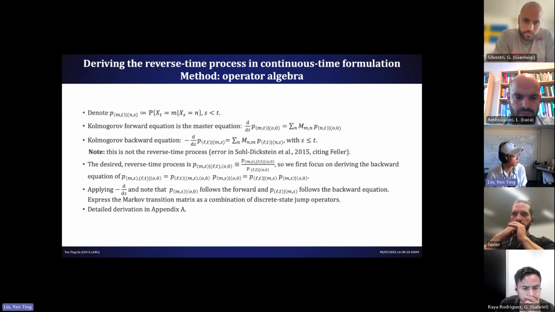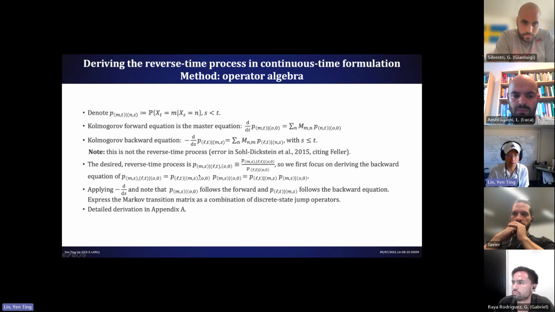And so in mathematical finance, this is related to, for example, the Feynman-Kac formula, and you also use this kind of formulation to compute, for example, hitting probability, first passage time, etc. So this is a backward equation.